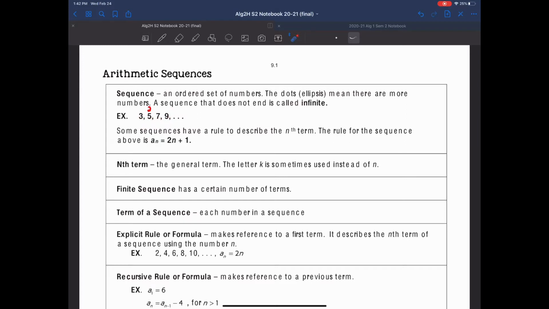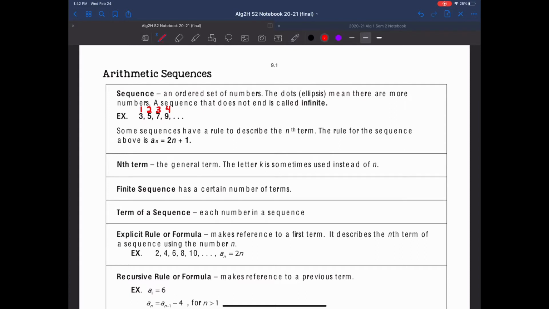So some sequences have a rule to describe the patterns, in other words, a rule to describe the nth term. The rule for the sequence above is a sub n equals 2n minus 1. And you're like, okay, where are these n's coming from? Well, basically, n is the label for the terms. So for the first 4 terms, n is going to equal 1, 2, 3, and 4, okay? It's essentially the label. Which term are we talking about?